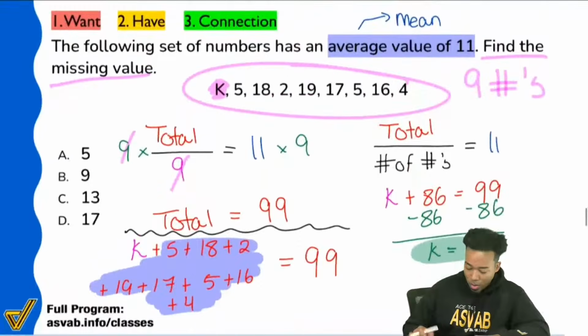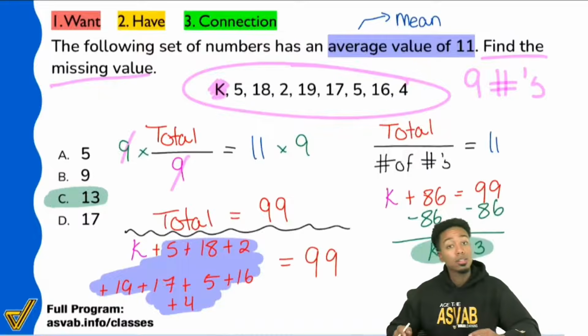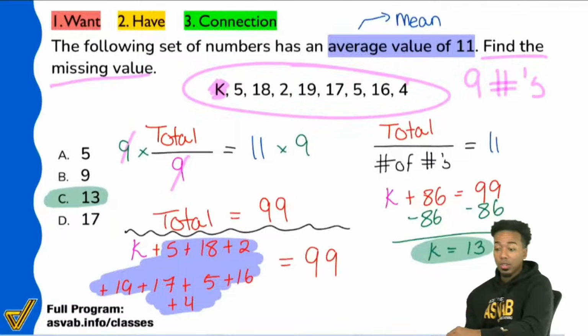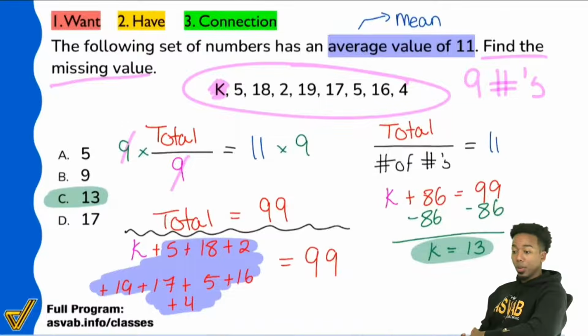Boom, there we are. And that's K equal to 13. And I'm going to move off to the side so you're going to have a chance to go ahead and screenshot that. Go ahead.